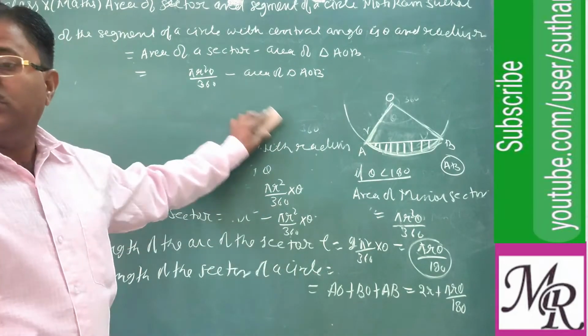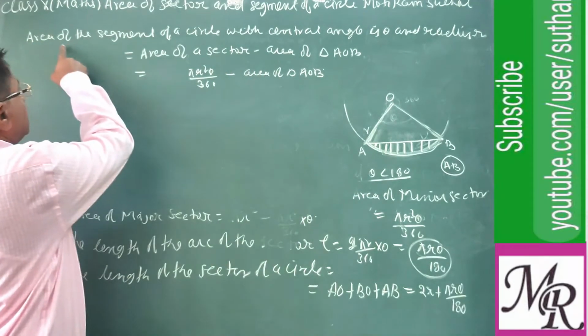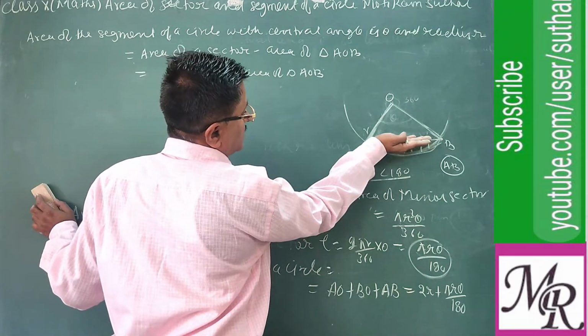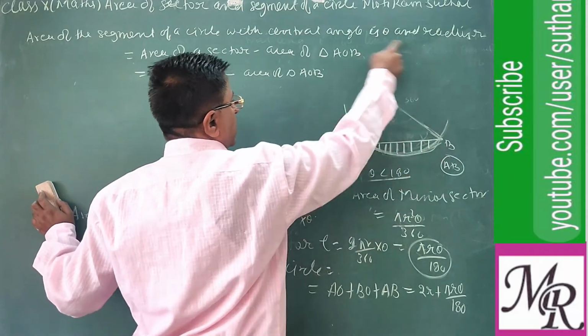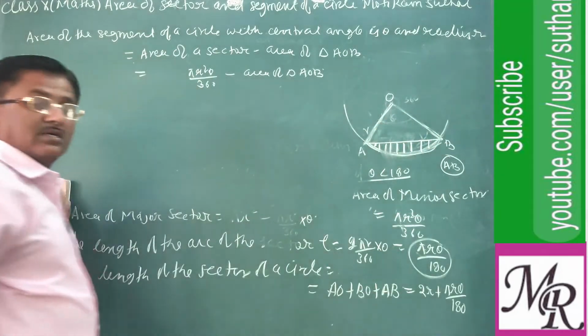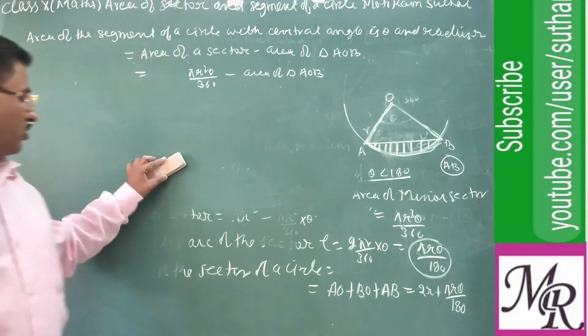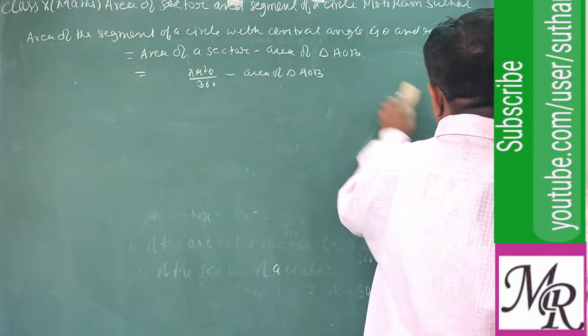Now suppose we have to find the area of a major segment. This is the area of the minor, then what is the major? Major means this whole remaining area. So the area of the circle minus the area of the minor. Now we draw a general formula here, that is also very important for finding the area of a circle.